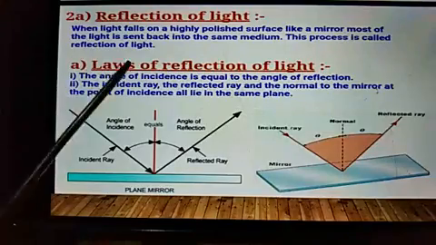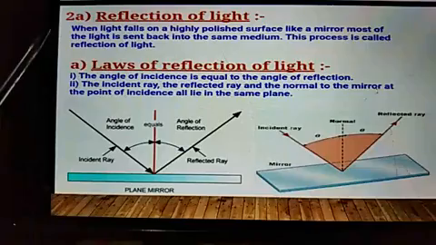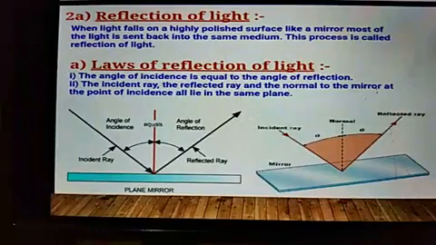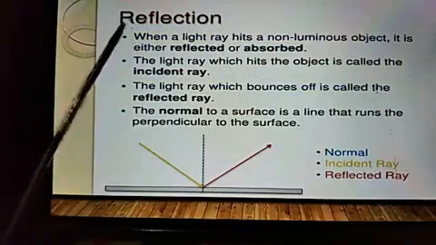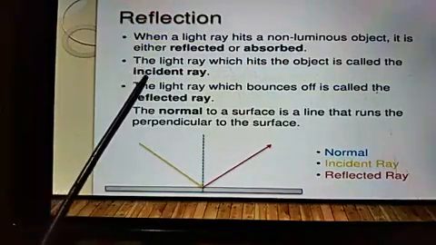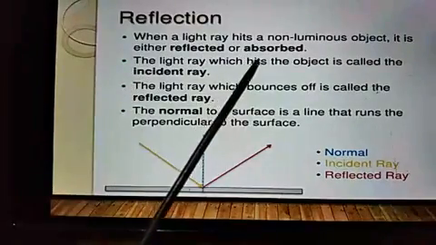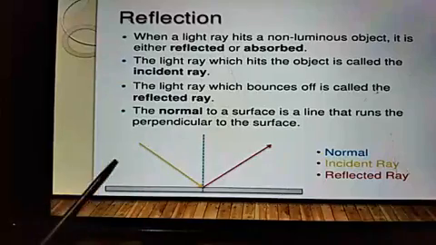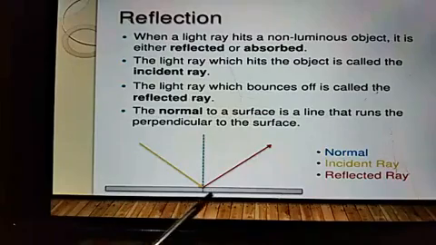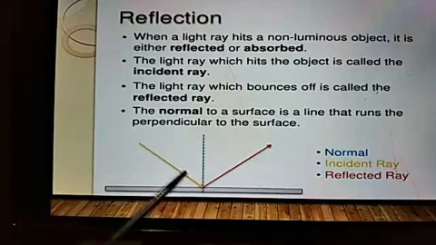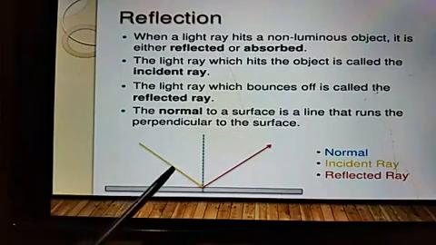Now, laws of reflection of light. Before studying the laws of reflection of light, let us see some of the concepts involved in this topic. First is the incident ray. The light ray which hits the object is known as the incident ray. So, this yellow light which is hitting the object, suppose it is a mirror, is striking the mirror. This ray of light is known as the incident ray.